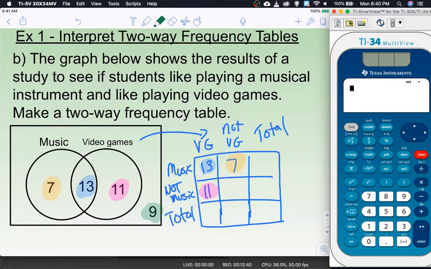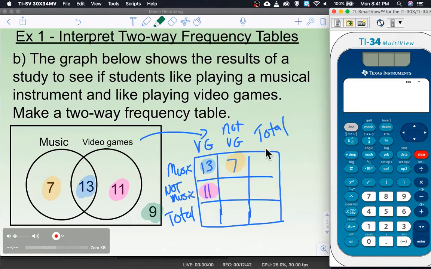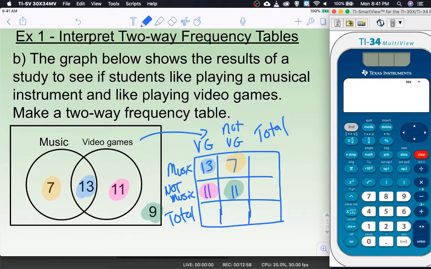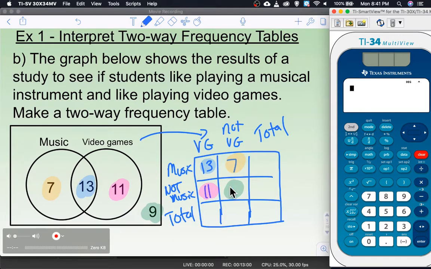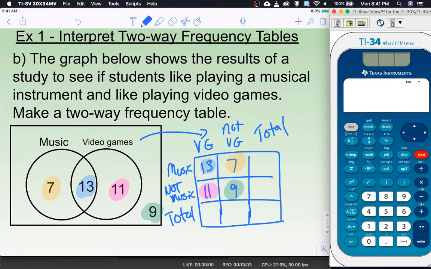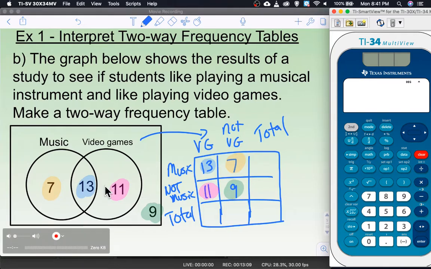So where do they go? Well, is there a space in our table for people that don't like music and don't like video games? There is, right here. Not music, not video games. It is right here in this intersection. So right here is these 9 people. Okay, so I've highlighted where each of the colors go so you can kind of make the connection between what it looks like in the Venn diagram and what it looks like in the table itself.